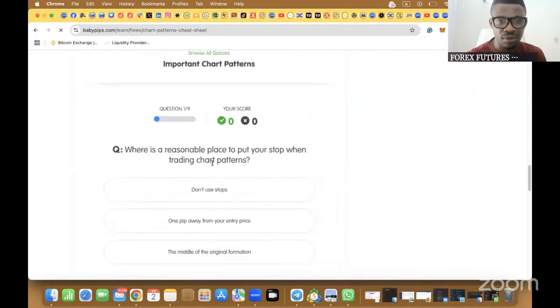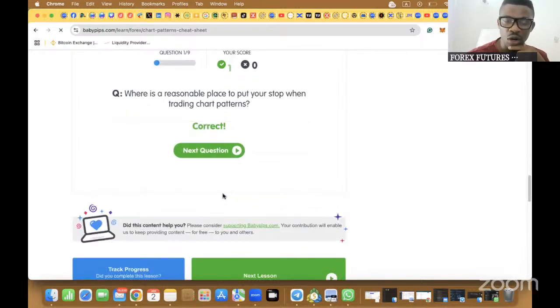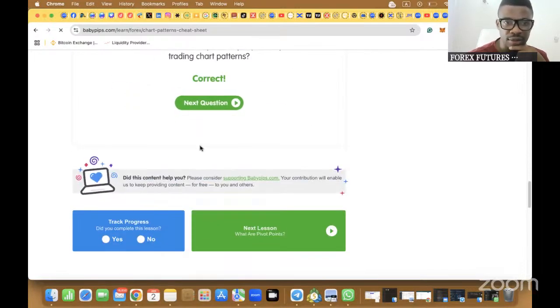Start the quiz. What are the reasonable place to put your stop loss when trading chart patterns? Don't use stop loss. 1 pip away from your entry price. At the middle of the original formation. This one. Correct. Next answer.